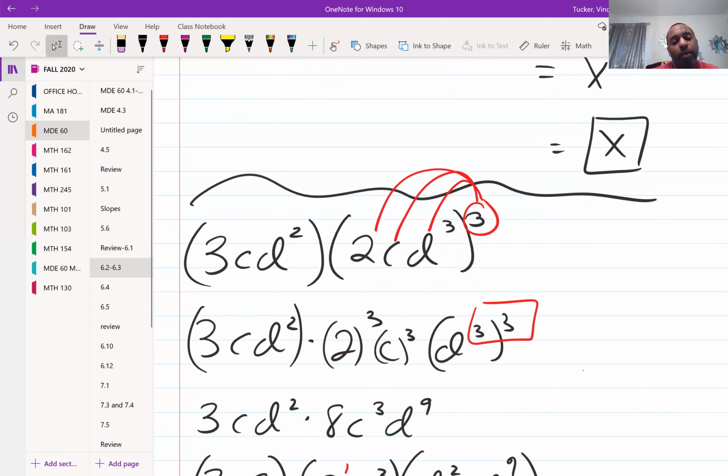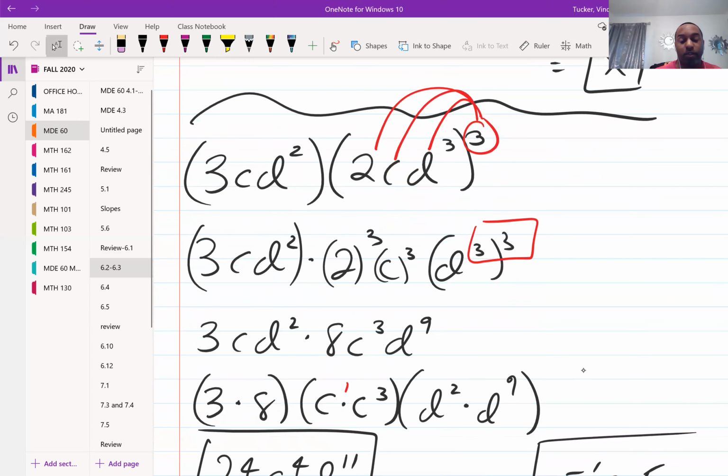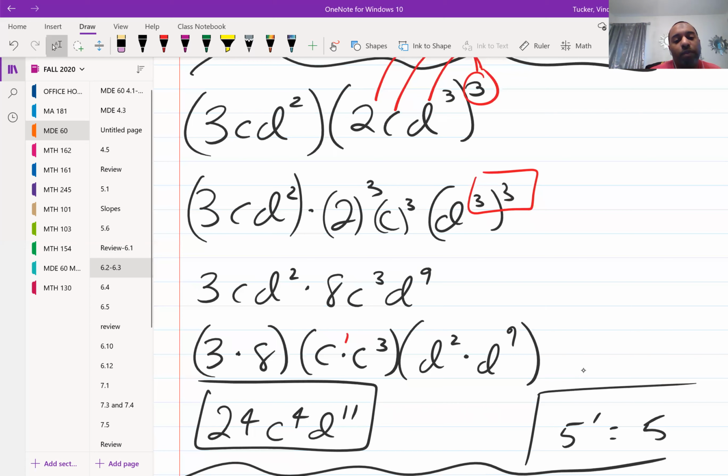So we got 3cd squared, that comes from the first parentheses, times 8, because 2 cubed, 2 times itself 3 times, will give you 8. C cubed, and then d to the 9th. So now we're going to multiply together the like bases. So 3 times 8, just regular numbers, so you go ahead and multiply those together. C times c cubed, d squared times d to the 9th. And that'll be 24 c to the 4th, d to the 11th.